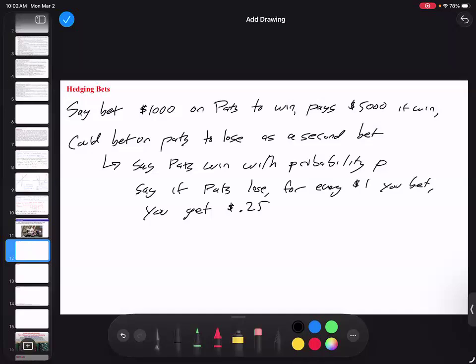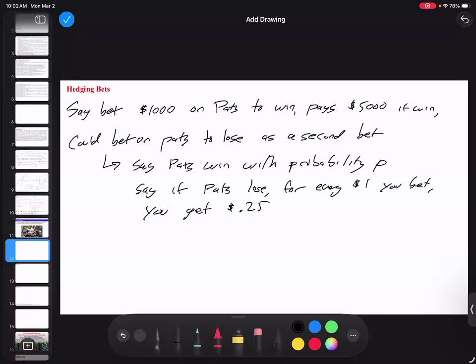So the question is, how much should we bet on the Patriots to lose? And like many things in life, people can actually agree on the answer, but disagree which answer is the one that they should go for because they disagree on which things to maximize. Are you trying to maximize your expected return, or are you trying to maximize your guaranteed return?